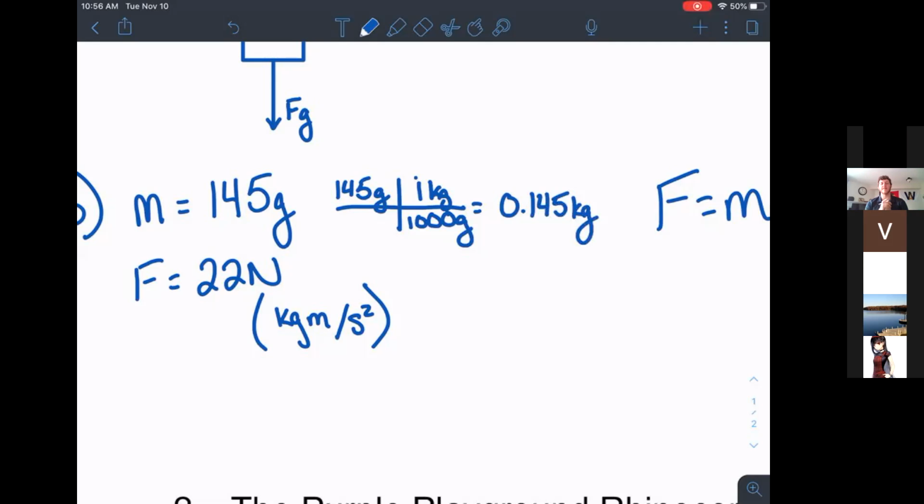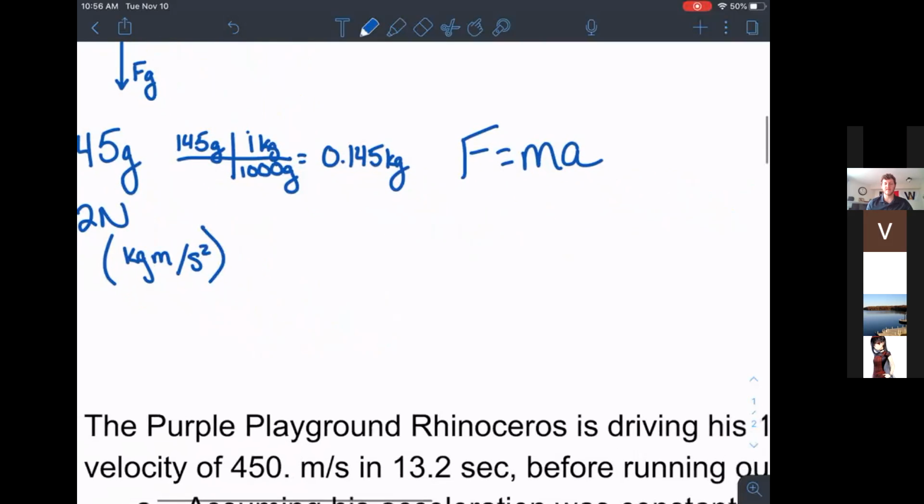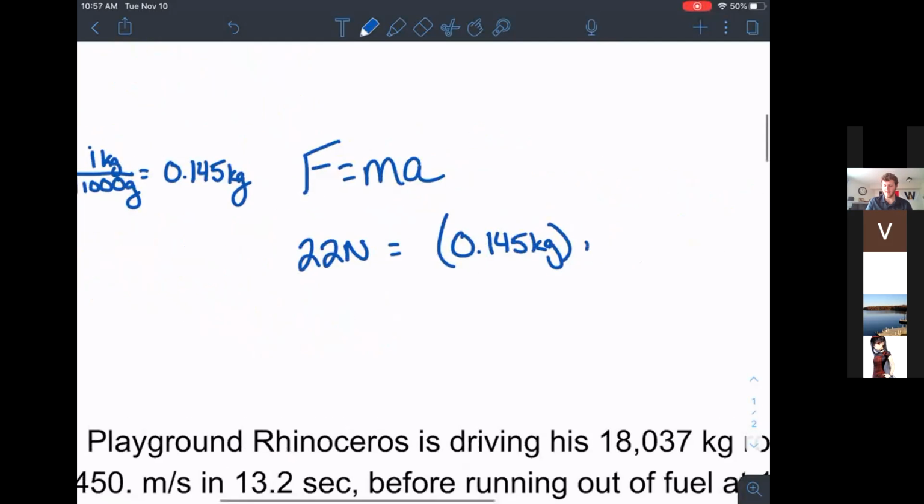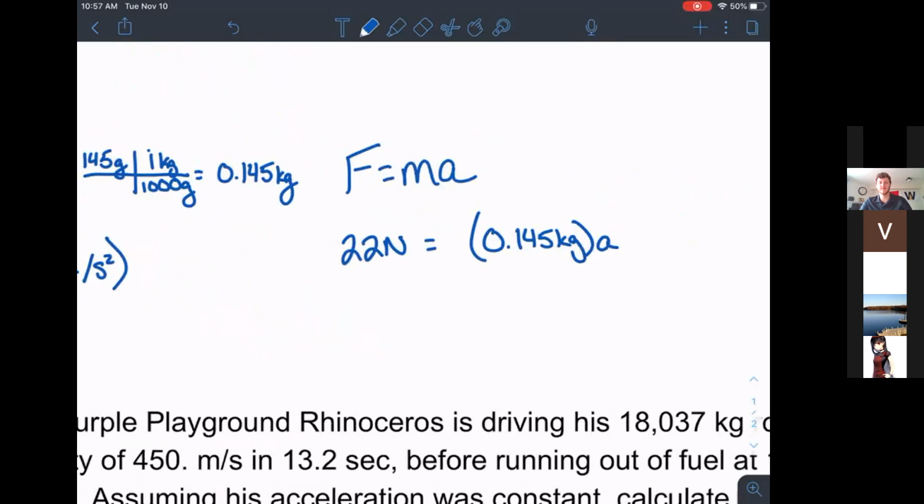All right. So now we can set up our equation and solve. So our force on this ball is equal to the mass times its acceleration. So if we plug in what we know, we have 22 newtons equals our mass, which we know is 0.145 kilograms, times the acceleration. So how am I going to get my acceleration all by itself? Dividing. Perfect. All right, let's divide both sides by which value? The 22 or the 0.145? 0.145. There we go. And our acceleration then equals what value?